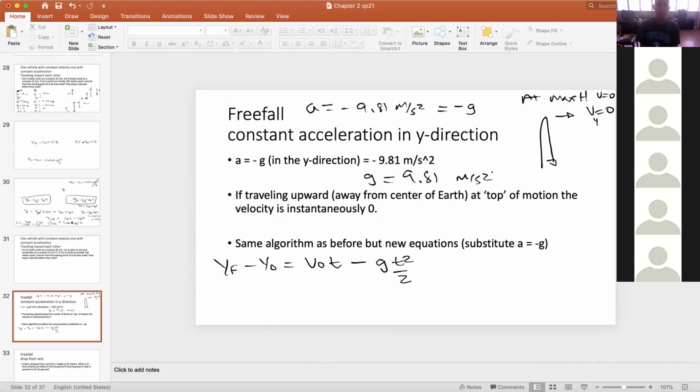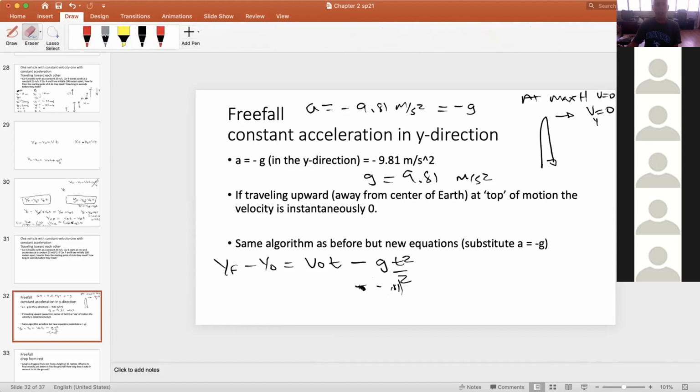G is the acceleration due to gravity at the surface of the Earth. It has a value of 9.81 meters per second squared. It does not have a value of negative 9.81. Wiley uses 9.8. We'll talk about that later. Which means what you cannot do is, this is not minus 9.81. Don't make that mistake.